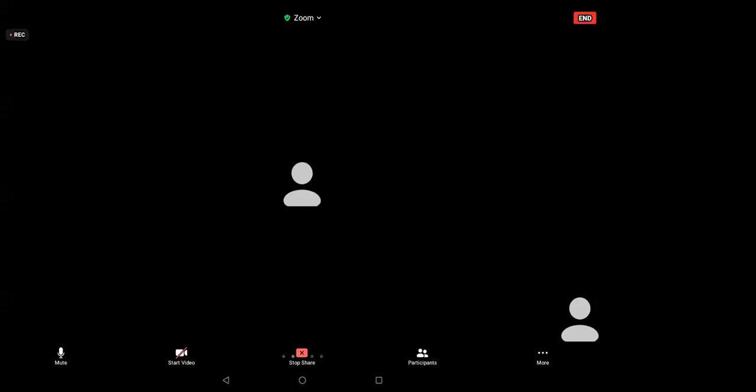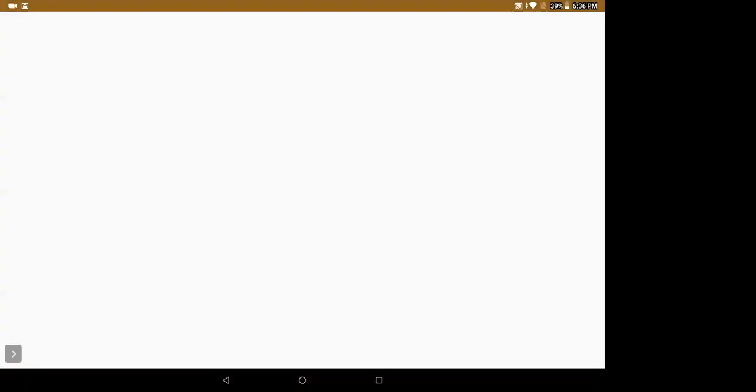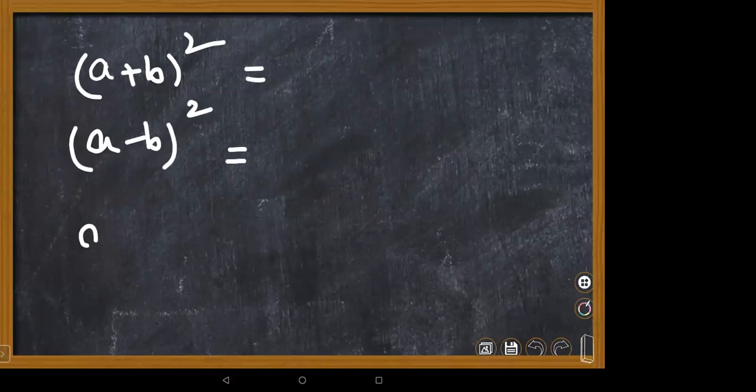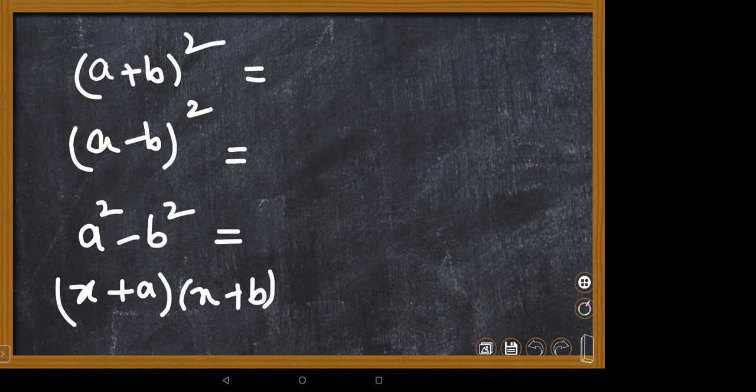First of all, today we'll just recollect all the identities first, and then we will start our factorizing things, children. I'm taking first one, a plus b whole square identity, a minus b whole square identity, basic things we are discussing, and a square minus b square identity, and x plus a into x plus b identity we will take.